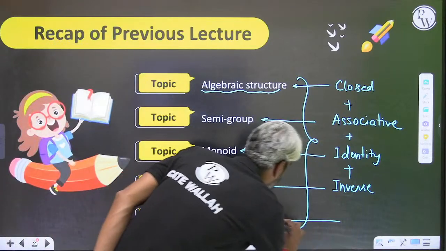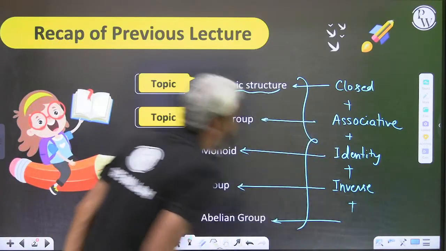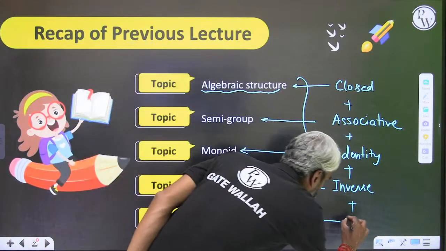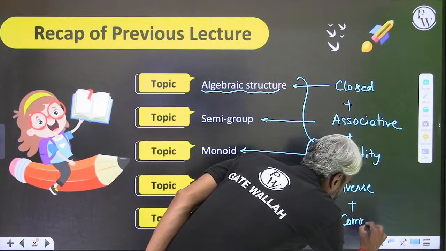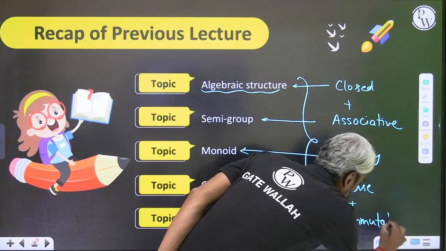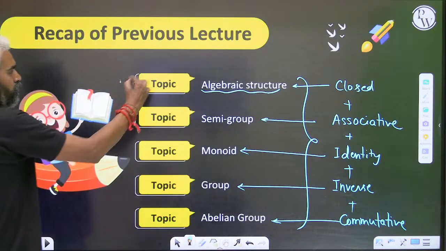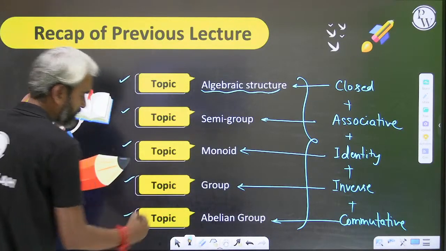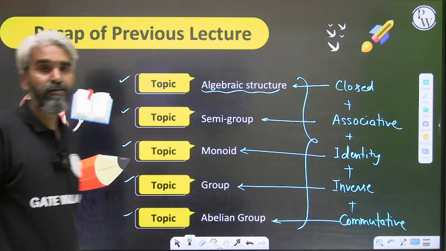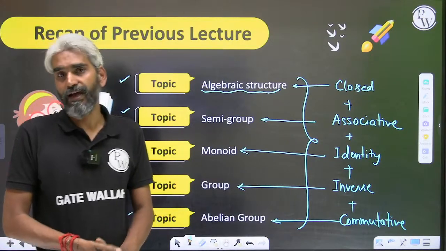And finally, when do we say that the group is an abelian group? If all these four properties along with commutative property is satisfied. So these are the things related to group theory. I hope you understand each and everything clearly. We have already discussed all of them in the last class.